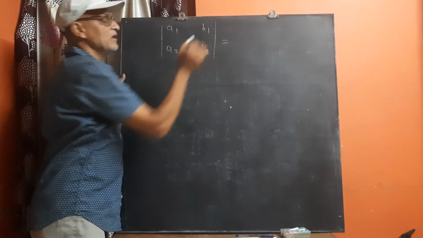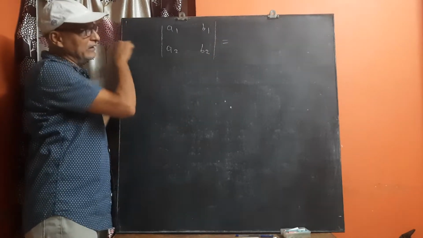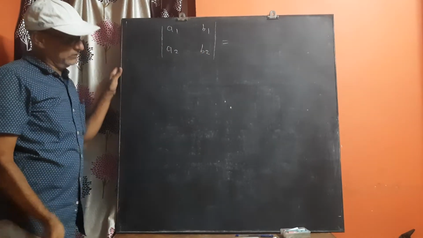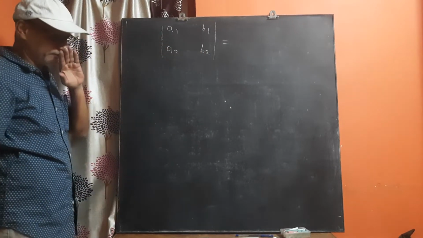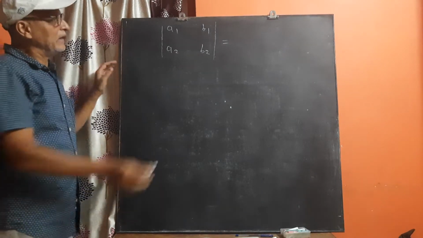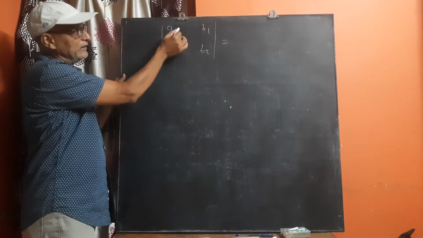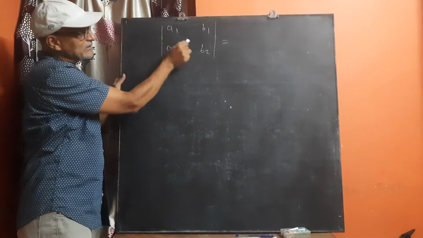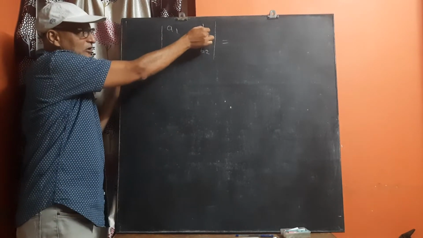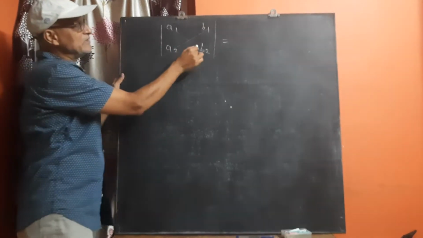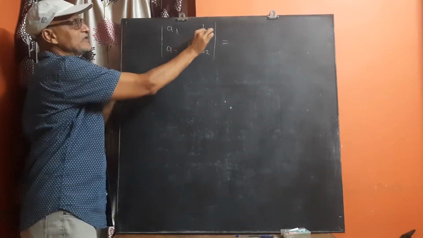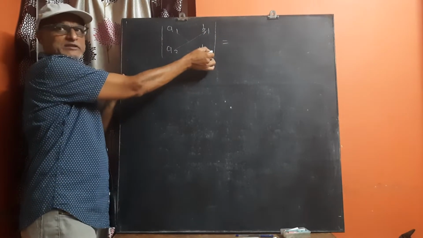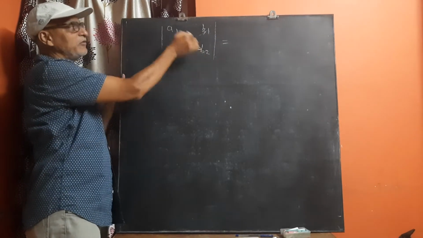Now the solution of this one, or simplification of the 2 by 2 order determinant, is equal to, we multiply the elements in the forward diagonal. There are 2 diagonals in this determinant. This is the first one, this is called the forward diagonal, and this is called the reverse diagonal. This is the forward diagonal and this one is the reverse diagonal.